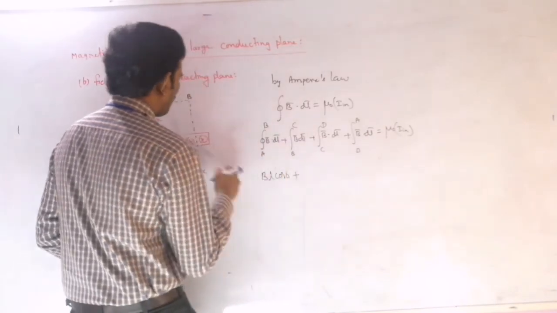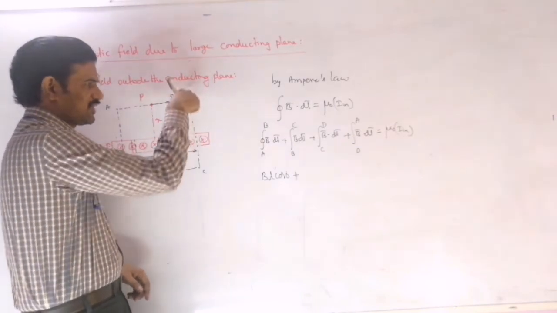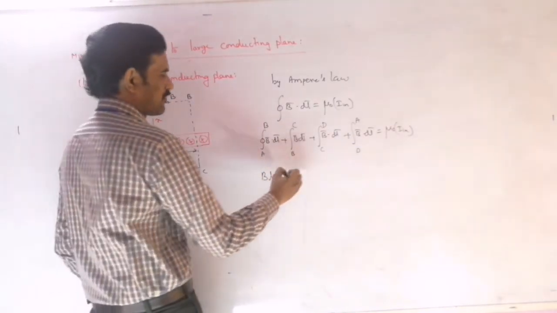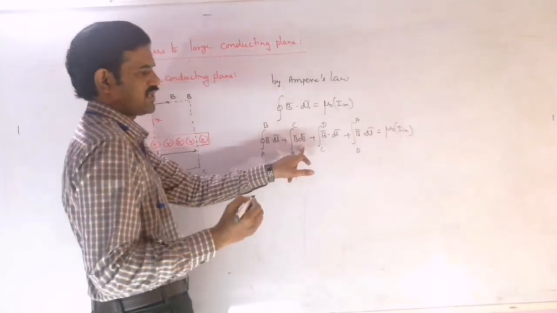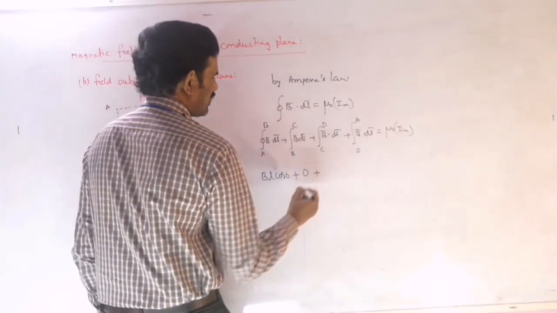And for this again, B to C means the magnetic field will be along this direction and we are traveling in a perpendicular direction. BC length is in a perpendicular direction. So B into dL into cos 90 we need to write, so that its value is 0.